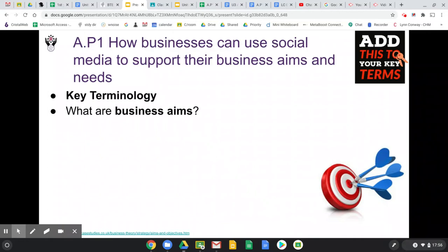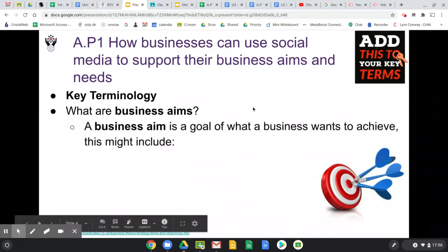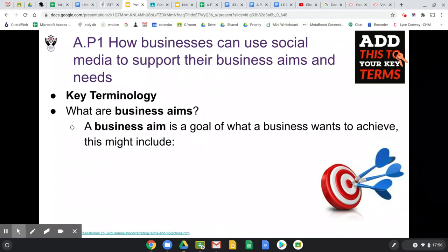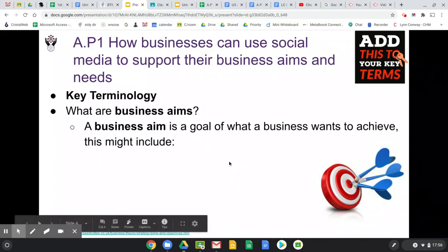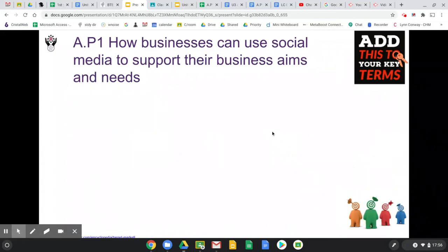So your first piece of key terminology is business aims. So what is a business's aims? Well, this is what they want to achieve, the goal they want to fulfill through their business. It might be to create a profit. It might be to expand their business. It might be to lead the market. It might be many things that they want to achieve. And what we're looking at is how they can use social media to help them achieve their business aim. So that's a key term that you can add to your key term Quizlet and certainly use in your coursework.